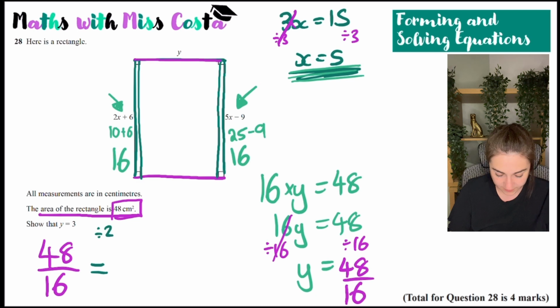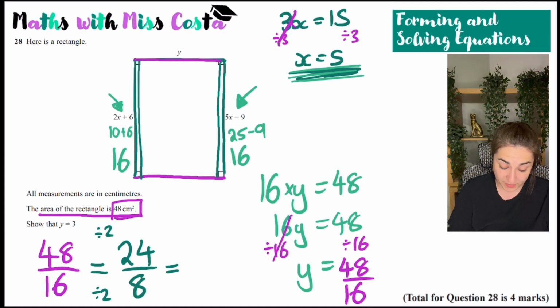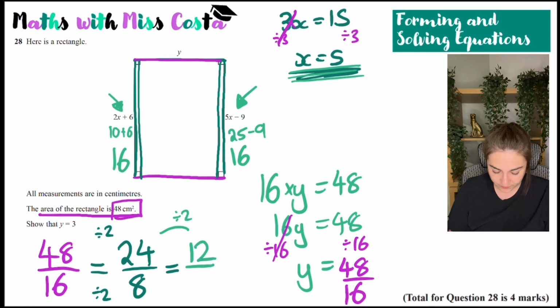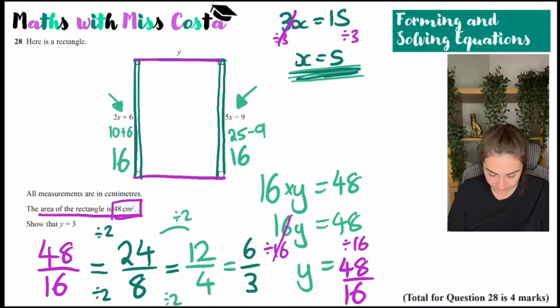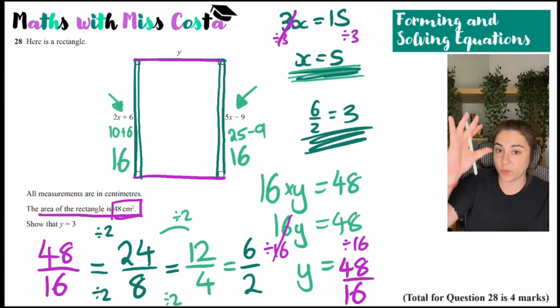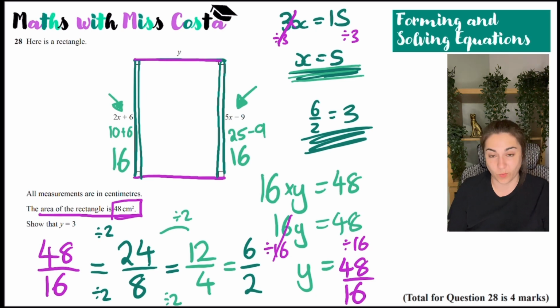So let's start by dividing by 2. So 48 divided by 2 is 24. 16 divided by 2 is 8. I can divide by 2 again if I don't quite know what this is. 24 divided by 2 is 12. 8 divided by 2 is 4. If you can't see that 12 over 4 is 3, that's fine. Divide by 2 again. So that would give you 6 over 2. And 6 over 2 equals 3. So if you've shown all of this calculation, you show that y equals 3, because 3 times 16 makes 48.